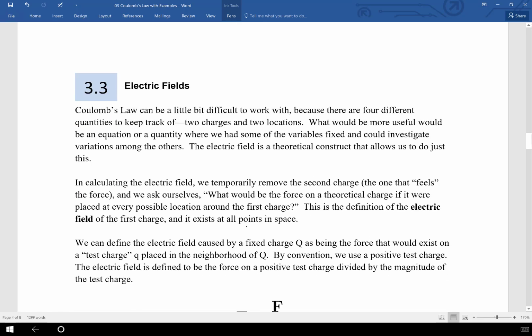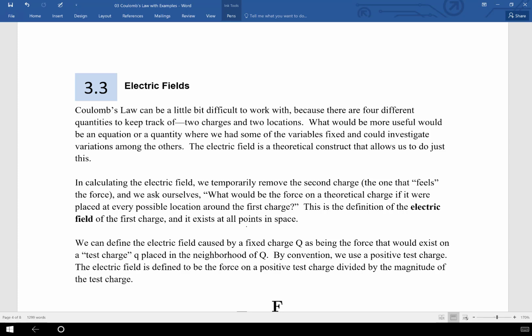Okay, so we can use Coulomb's law all day, but it is pretty complicated. And the reason for that is because there are two different charges to keep track of, each of which has its own magnitude and each of which has its own location. It would be a lot easier for us if we only had one quantity to keep track of, or one charge and one location. And the electric field allows us to do that.